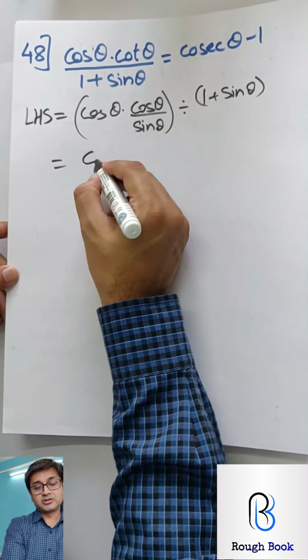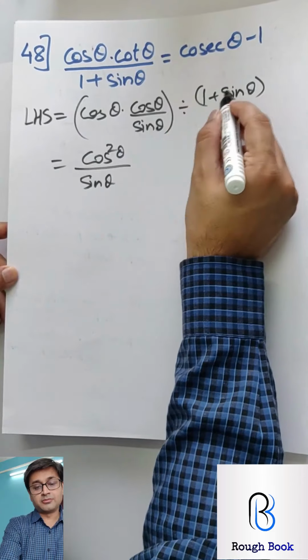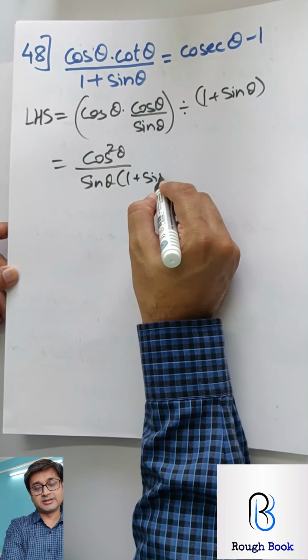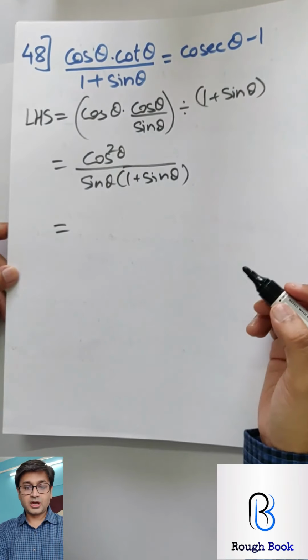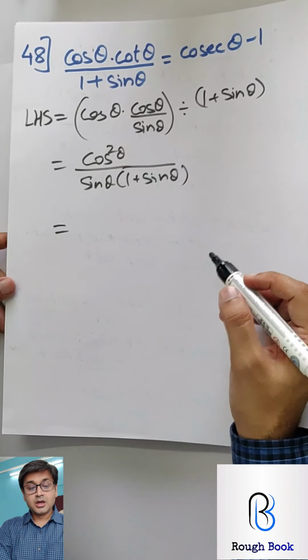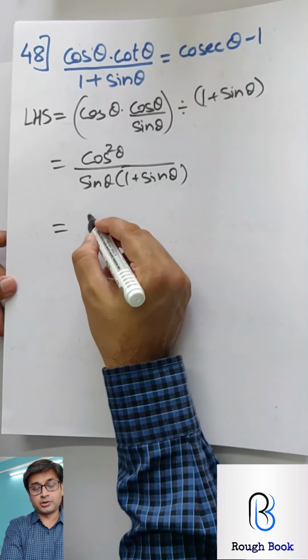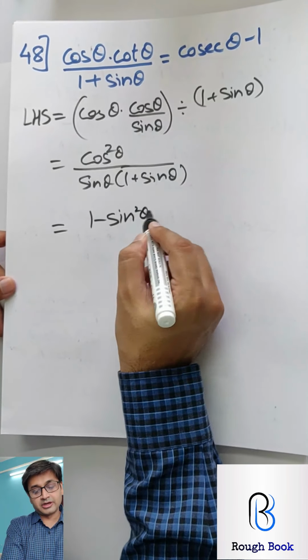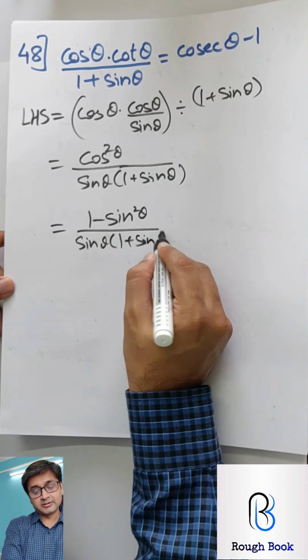Further, taking these together, I'll get cos square upon sine, and this on multiplication will come down, so 1 plus sine. When you multiply, I'm writing it together basically. Are you with me till here? Great. Now cos square, so some bell in the head. What can I do with the cos square? 1 minus sine square, very good, upon sine theta into 1 plus sine theta.